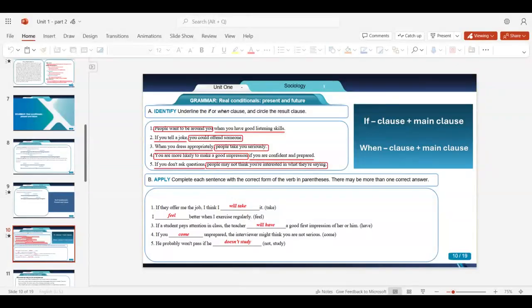If you come unprepared, the interviewer might think you are not serious. So this is the if clause again, and this is the result. The interviewer might think you are not serious. He probably won't pass if he doesn't study. So here is how we use the negative with the if clause. Now try to do practice with all this.